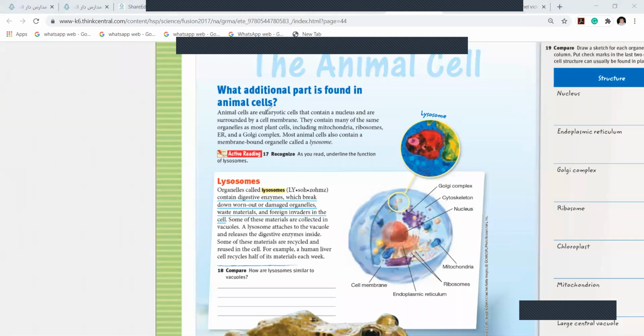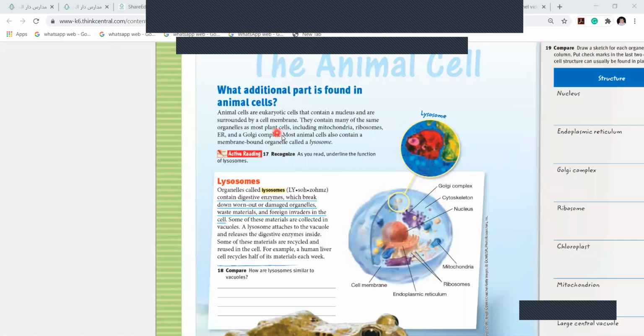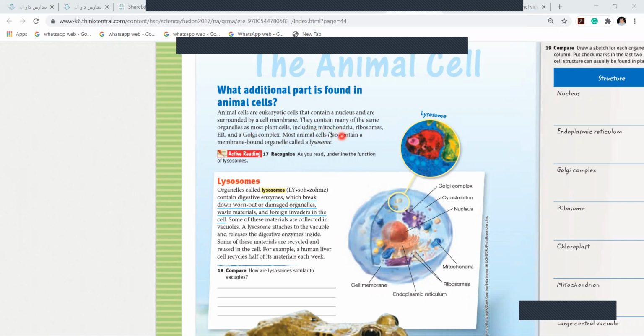Here, animal cells are eukaryotic, that contain a nucleus and are surrounded by a cell membrane. Cell membrane is seen in both. They contain many of the same organelles as the plant cell, like mitochondria. Yesterday, when I was speaking about mitochondria, I told you, remember, cellular respiration. Ribosomes make proteins. Who was the post box of the cell? Who takes the information and passes it on? The Golgi complex.